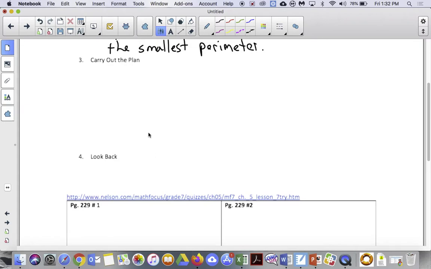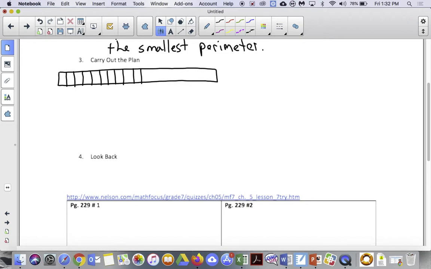So when I do this, I'm going to carry out the plan. So I have 16 squares. Well, let's just try them all in a straight row for now. So if I try them all in a straight row, I have 1, 2, 3, 4, 5, 6, 7, 8, 9, 10, 11, 12, 13, 14, 15, 16 squares, all in a row.